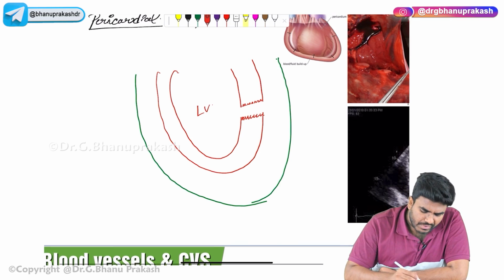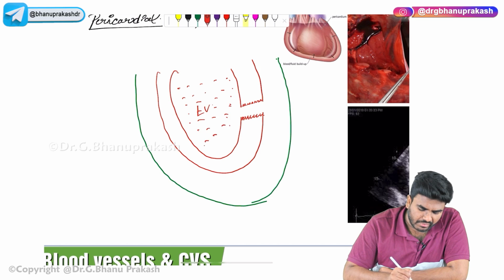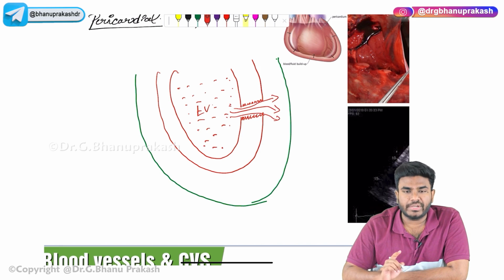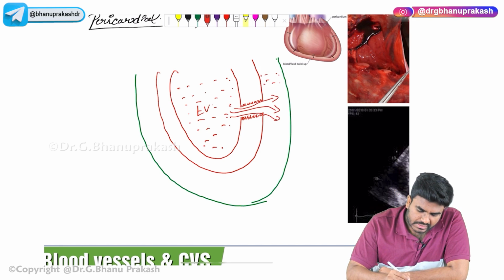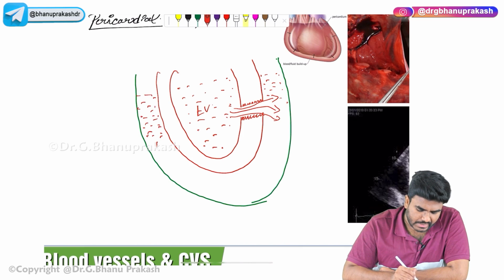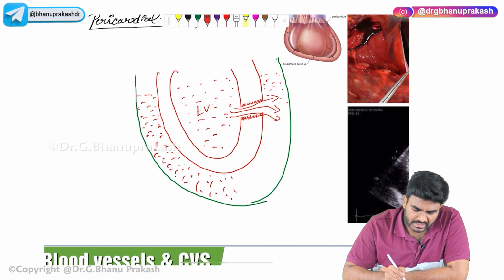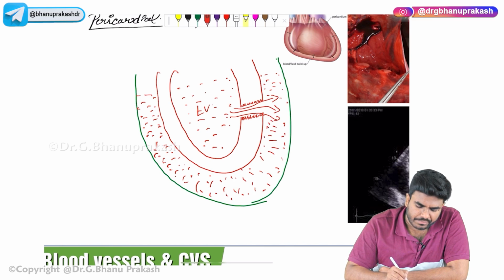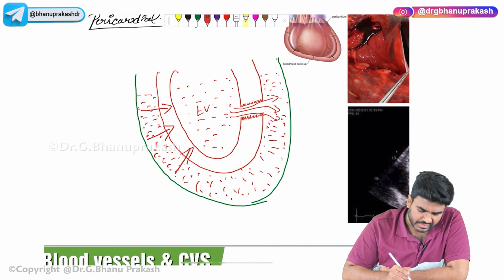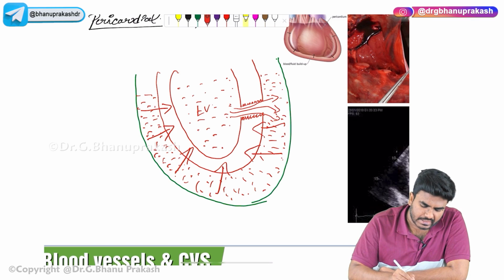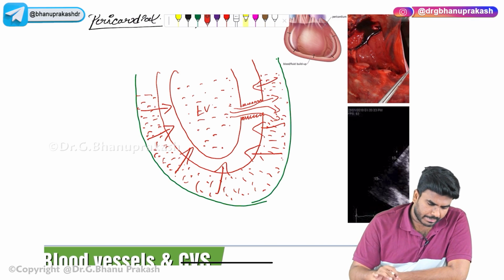Whenever there is rupture, what happens? All this blood, whatever is there in the left ventricular cavity, will now leak into the pericardial cavity. Now all this blood is accumulating in the pericardial space. Initially there will be pericardial effusion. After some time, because of the accumulation of too much fluid, this pericardial effusion will transform itself into cardiac tamponade. It will start to compress the heart. This fluid will start to compress the heart. So, that is the pathology. That's how it happens.